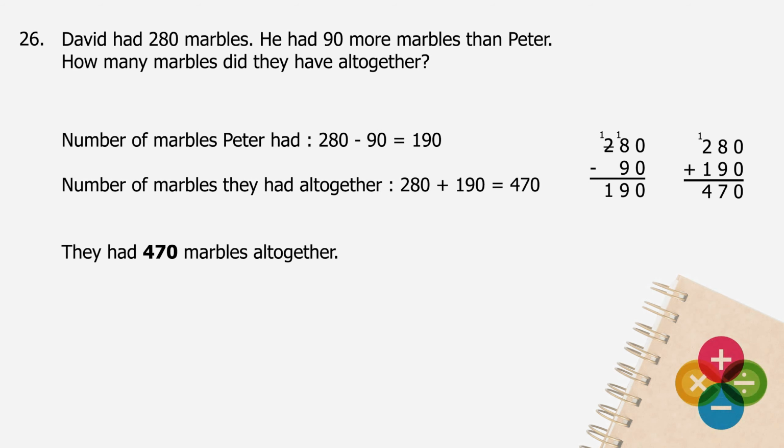The number of marbles Peter had will be, subtract 280 from 90, and the difference is 190. The number of marbles they had altogether will be, add 280 to 190, and the sum is 470. They had 470 marbles altogether.